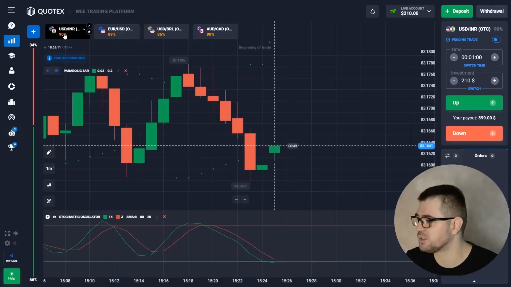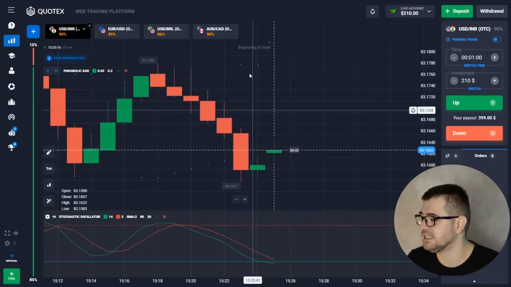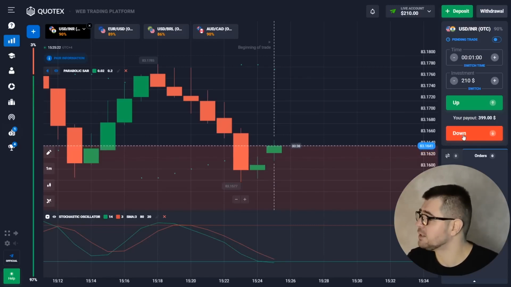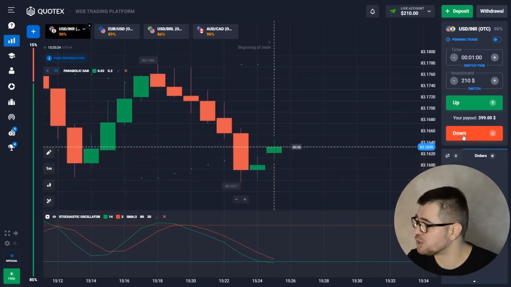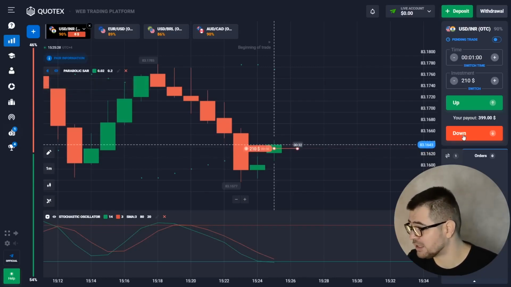Right, so today we're gonna start with $210 on our balance. Let's see what we can do with that. Let's jump into this trend right now. Put option for a 1 minute, $210.